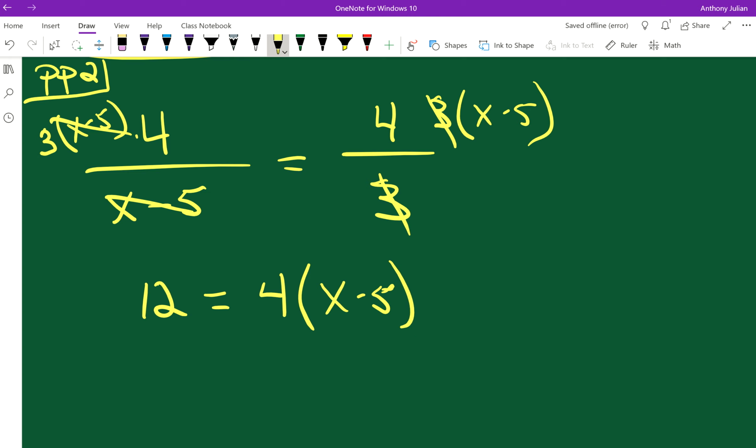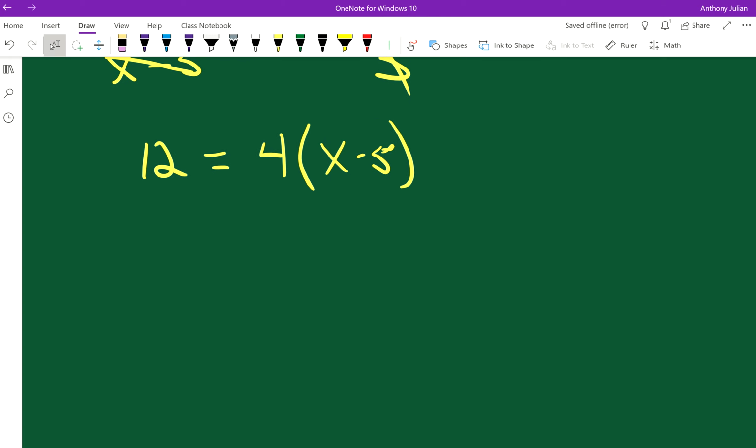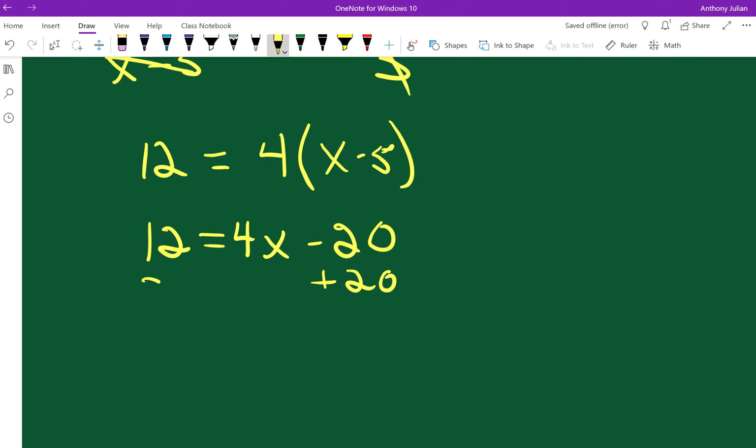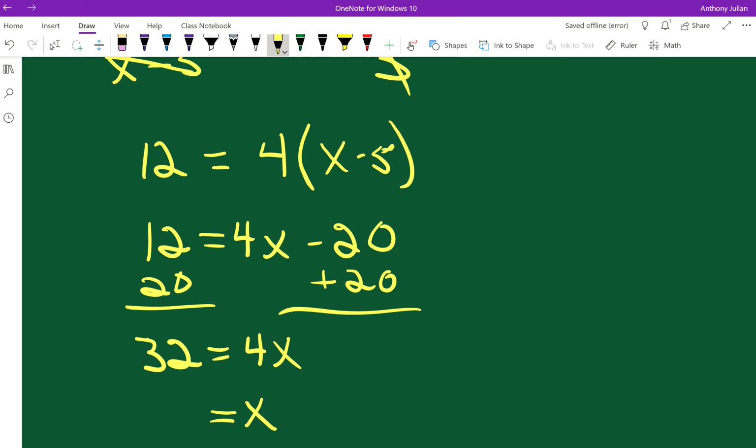This is what I've got so far. All right, so 12 equals 4x minus 20. And then I'm going to add 20 to both sides. And what is this here? 32 equals 4x. Divide both sides by 4, and x is going to give me 8. And that's my answer. x equals 8.